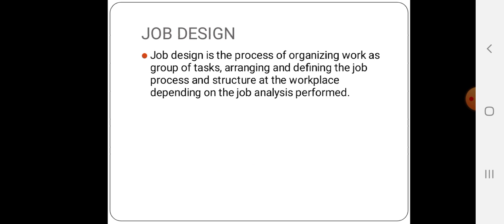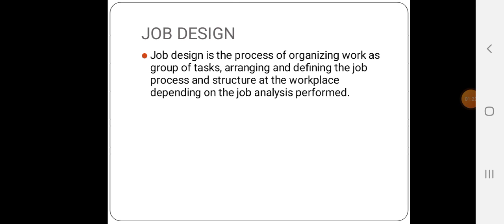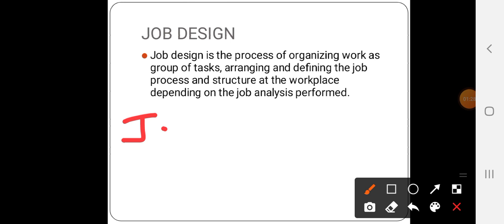So what is job design? It is a process of organizing work as a group of tasks, arranging and defining the job process and structure at the workplace depending on the job analysis performed. So job design, in simple words, is the different ways we are designing a particular job. It includes different roles, responsibilities, qualifications, and different aspects which are related to the job. What does job design include? It includes job specification.